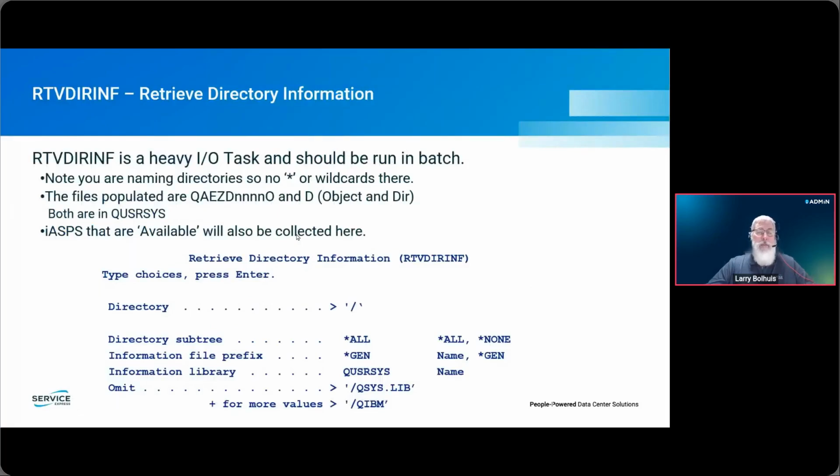Retrieve Directory Information is also a heavy I/O task, also point in time. It does create two files in QUSRSYS, QAEZD, and then a 4-digit number, followed by O and D. That's the object in the directory. There's two files there. You need to link those. And the command that you would run there is shown. And that omits QSYS.LIB and the QIBM folder, so it gets a little bit less stuff in there. And the QSYS.LIB, of course, is what's in Retrieve Disk Information anyway, so that's duplicate.